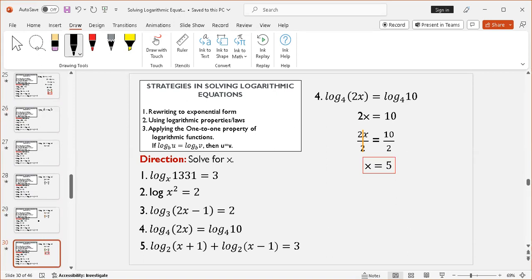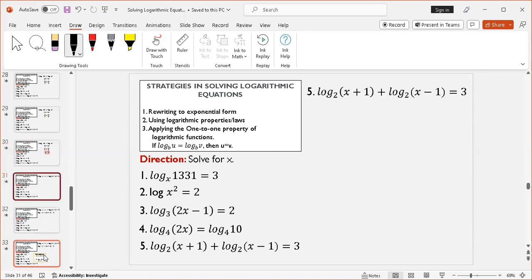So, ang dali lang pala ng one-to-one property. Okay, in this case, sobrang dali lang sa gantong klaseng equation. And lastly, number 5. So how are we going to solve for this?